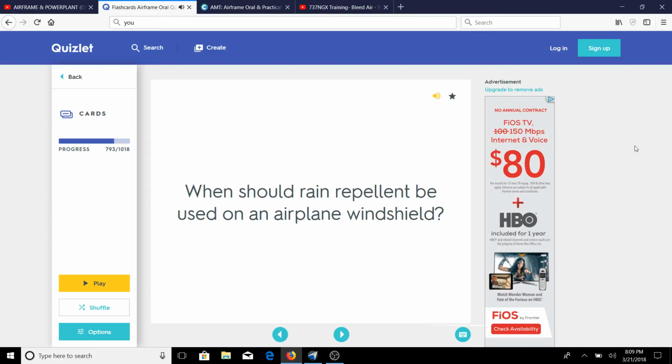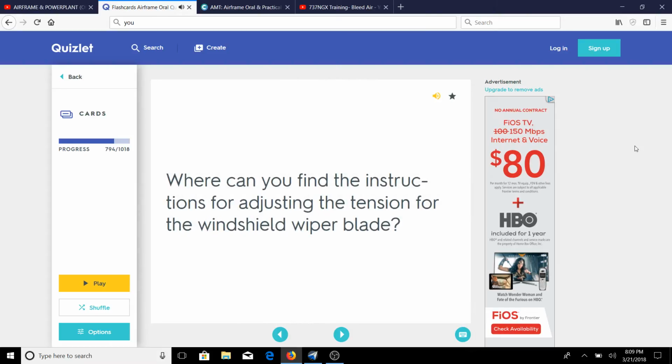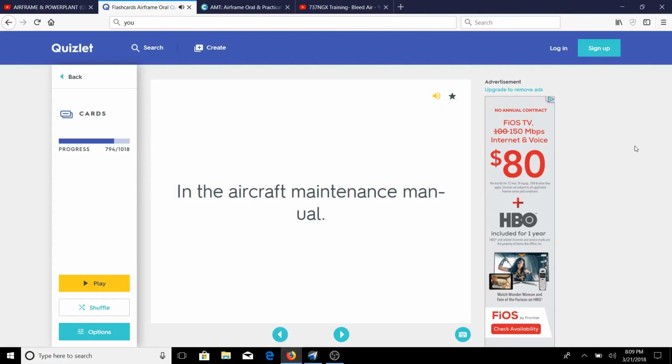When should rain repellent be used on an airplane windshield? Only when the windshield is wet with rain. Where can you find the instructions for adjusting the tension for the windshield wiper blade? In the aircraft maintenance manual.